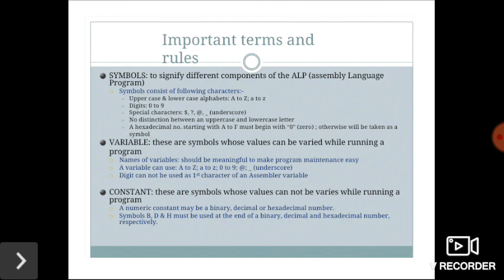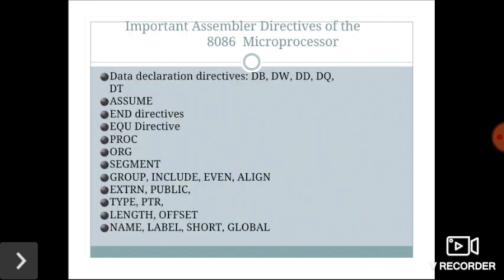Next we are going to see the important assembly directives of 8086. What are the directives? DB, DW, DD, DQ, DT, ASSUME, EQU directive, PROC procedure, ORG origin, SEGMENT, GROUP, EXTRN, TYPE, LENGTH, NAME, likewise. These are the important assembly directives of the 8086 microprocessor.